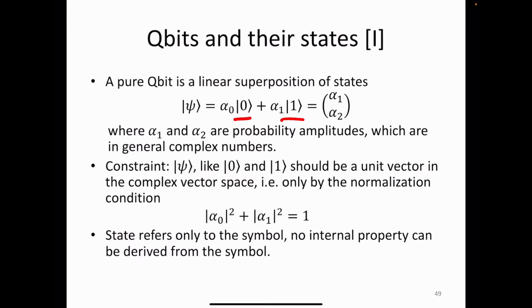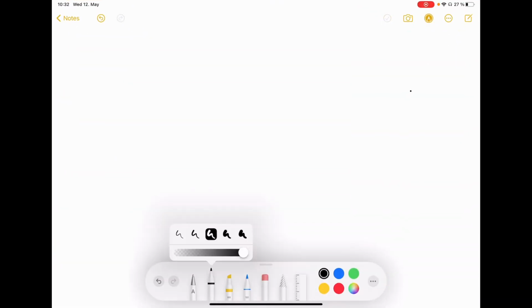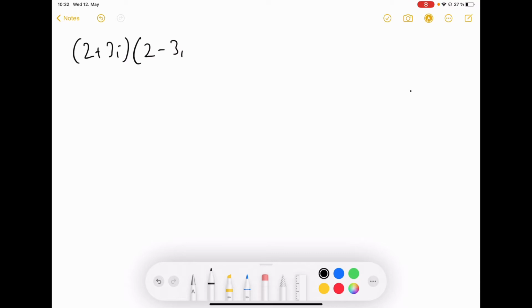In that case, the state psi, and the states 0 and 1, should be a unit vector in a complex vector space and subject to the normalization condition. That means if we look at the amplitudes here, if we square the absolute values of the amplitudes, they must sum to unity. So if I give you a brief, very simple example, let's look at some complex number, let's say 2 plus 3i. Then the complex conjugate of that one would be 2 minus 3i.